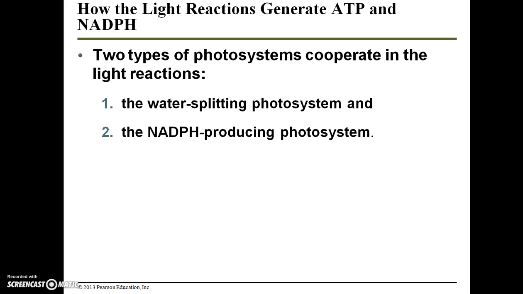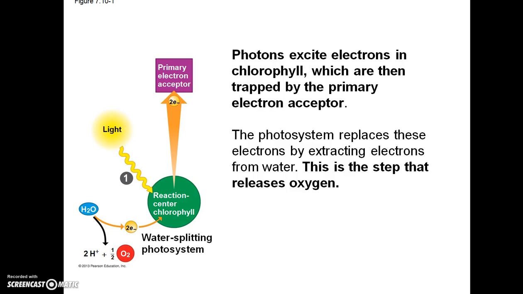How do the light reactions generate ATP and NADPH? Well, there are two types of photosystems that cooperate in the light reactions, and there's the water-splitting photosystem as well as the NADPH producing photosystem. What happens is photons excite electrons in the chlorophyll, and those electrons are then trapped by the primary electron acceptor.